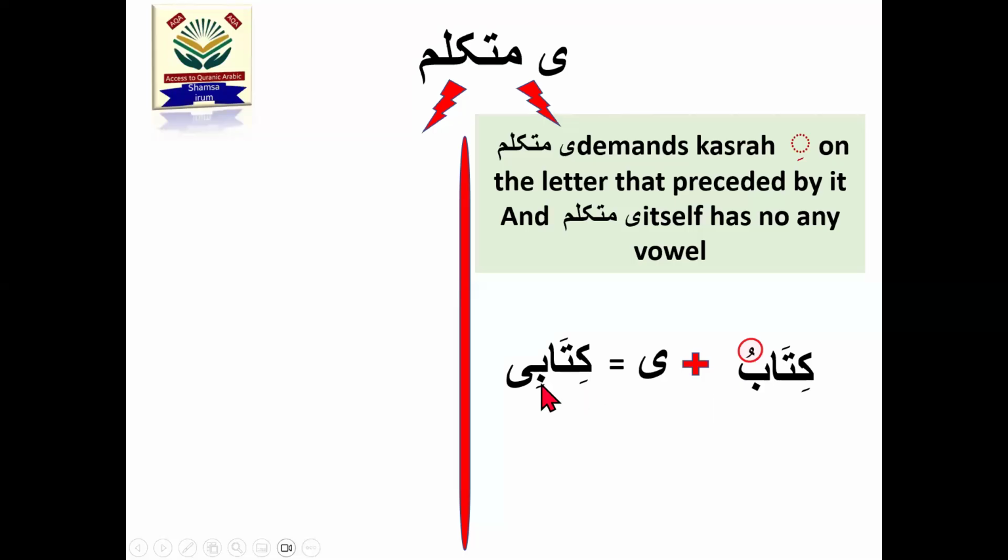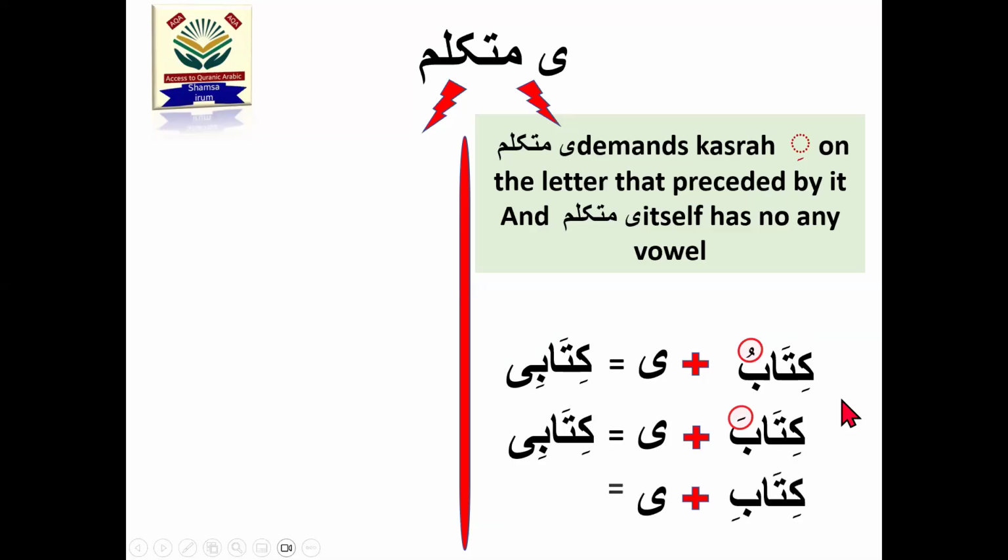So it will be kitabi, and even if it is in mansub state, it will still be kitabi. Kitaba plus Ya-Mutakallim will be kitabi, and if it is in majroor state, then it is so easy because it's already with kasra, so it will be kitabi. But now the main thing: first I will tell you the meaning. Kitabi means my book.